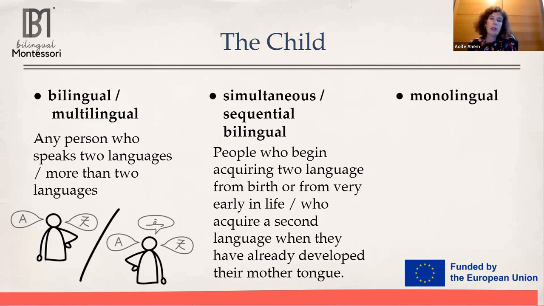And then there are sequential bilinguals, who are children or people who become proficient in an additional language besides the one or the ones that they acquired from very early in life. So once they've established competence in their mother tongue, they acquire a new language. So we call them sequential, because it's a sequence of becoming bilingual or multilingual. And then a monolingual is a person who speaks one language, mono as in one.